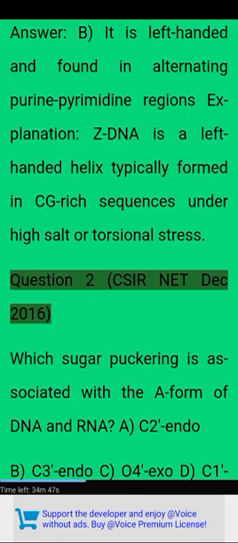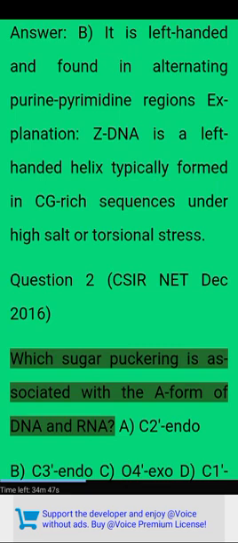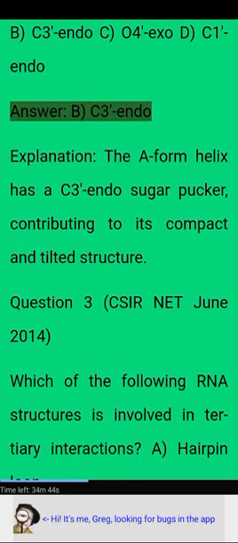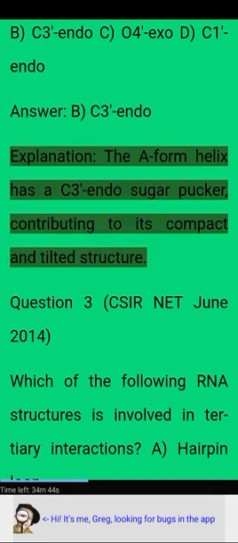Question 2. CSIR NET December 2016. Which sugar puckering is associated with the A form of DNA and RNA? A. C2' endo. B. C3' endo. C. O4' exo. D. C1' endo. Answer. B. C3' endo. Explanation. The A form helix has a C3' endo sugar pucker, contributing to its compact and tilted structure.